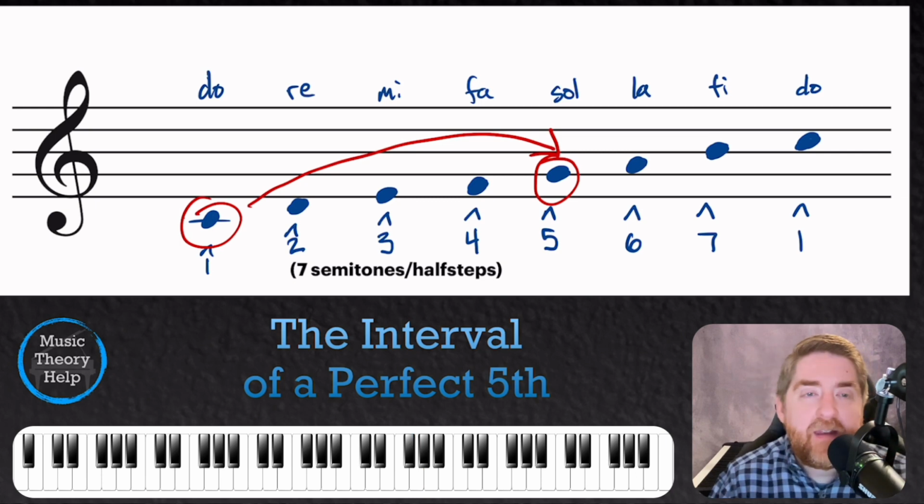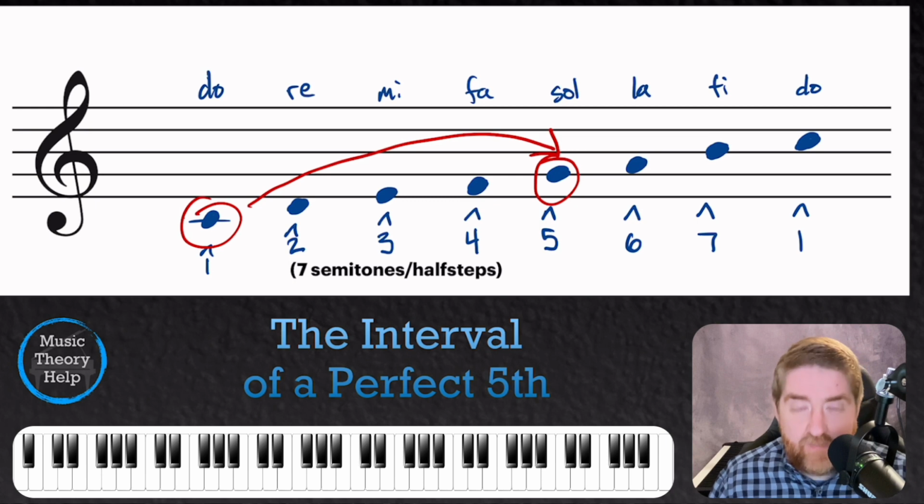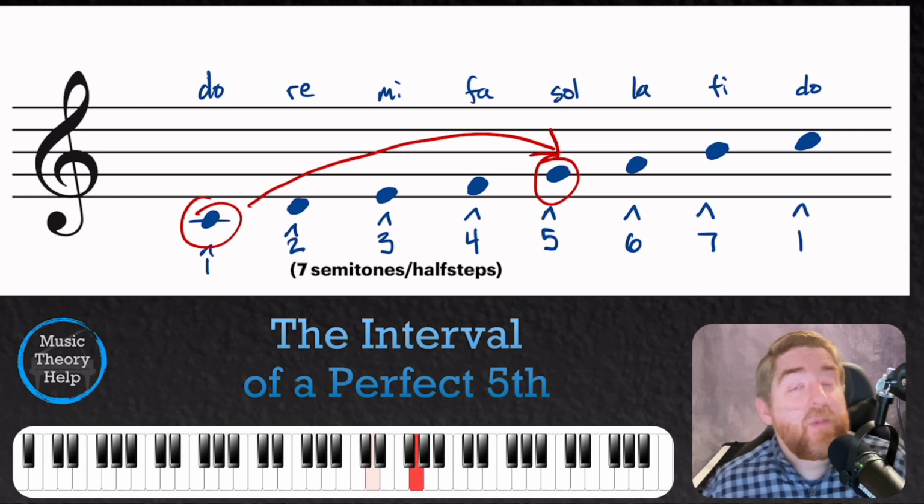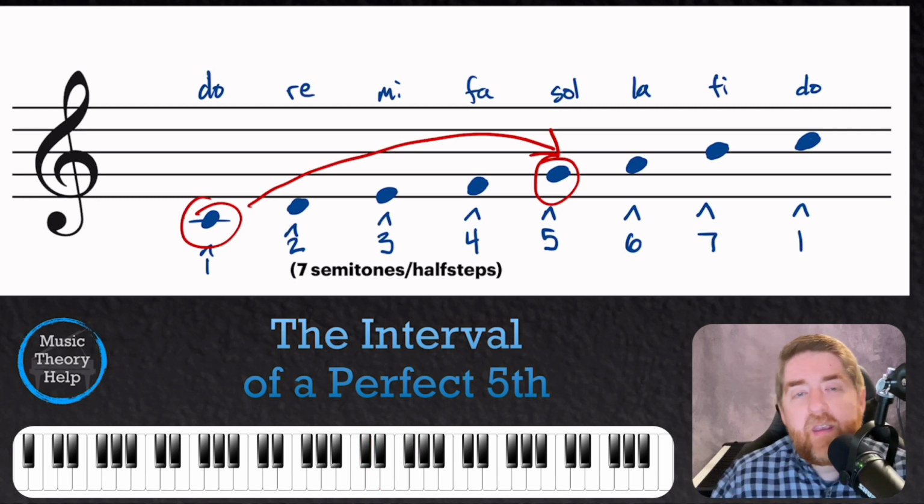That's thinking within a scale. We can also think chromatically with half steps. 1, 2, 3, 4, 5, 6, 7. 7 semitones or half steps is a perfect fifth. But usually we're thinking in a major scale like we were here. So from scale degree 1 up to scale degree 5.